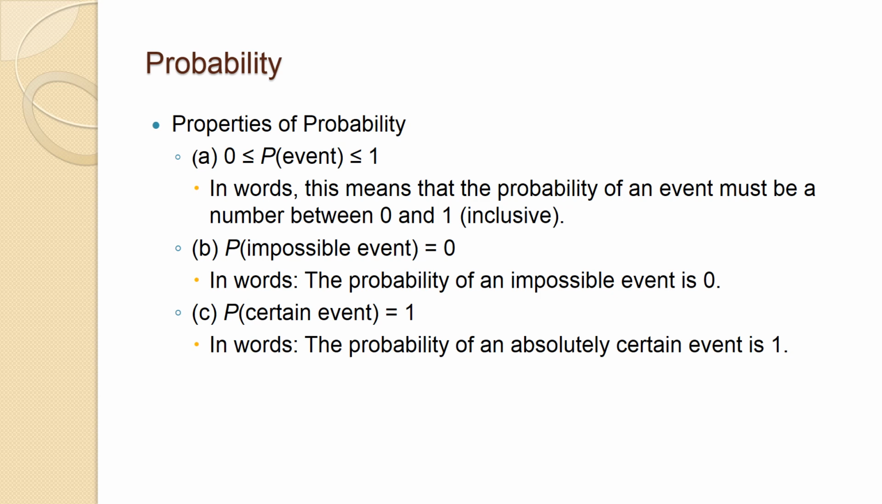There are also some properties of probability. If the value of the probability is between 0 and 1, like here, it is called an event. In words, this means that the probability of an event must be a number between 0 and 1. This is inclusive. If the probability is 0, it is an impossible event. Or if the probability is 1, this is absolutely a certain event.